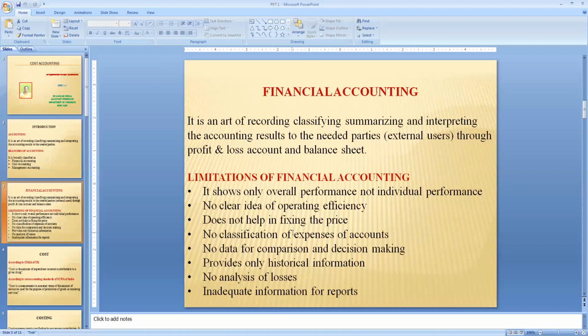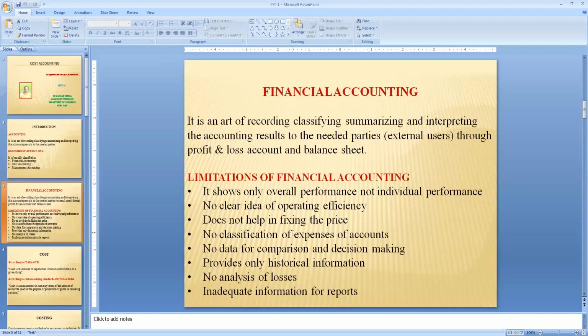And it does not help in fixing the price. In financial accounting, we get the total cost of production, but it does not aid in determining the prices of the products or services, production orders, or any line of products. So it becomes very difficult to fix the price in the case of financial accounting.